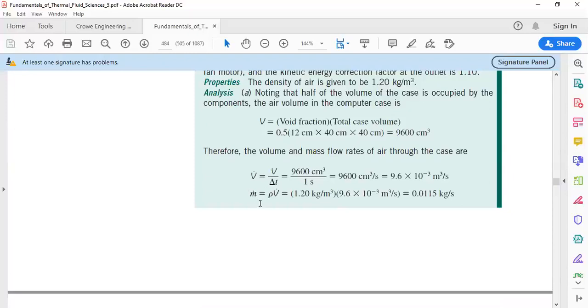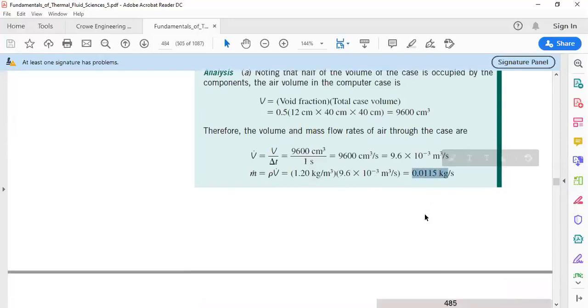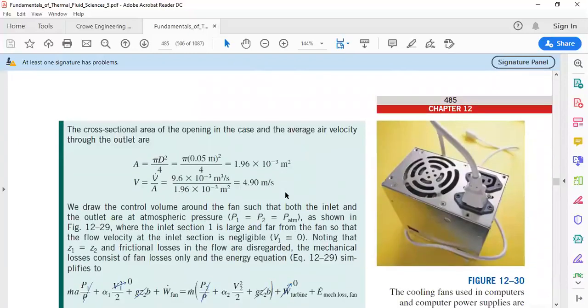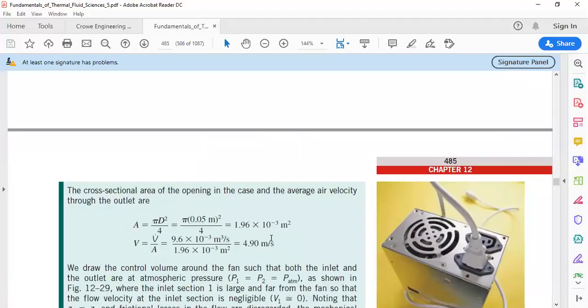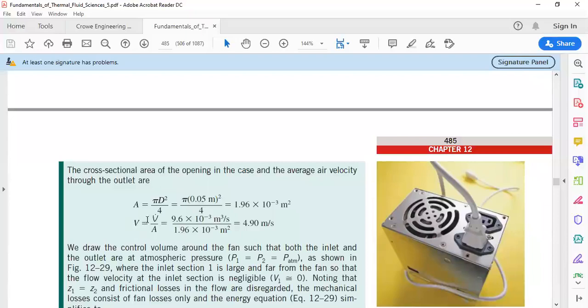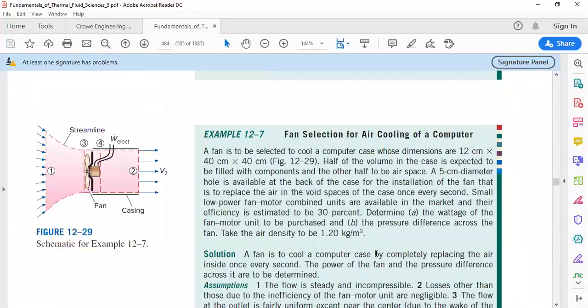knowing that every 1 cubic centimeter is equivalent to 10 to the power minus 6 cubic meters. Now for the mass flow rate, we simply multiply the volume flow rate by the density which is given. So that results in 0.0115 kilogram per second. That's the mass flow rate. The cross-sectional area of the opening in the case, the diameter is given as 5 centimeters. So we calculate the cross-sectional area, and from that we calculate the average velocity to be 4.9 meter per second. Here it's given information for the diameter hole, a 5 centimeter diameter hole.